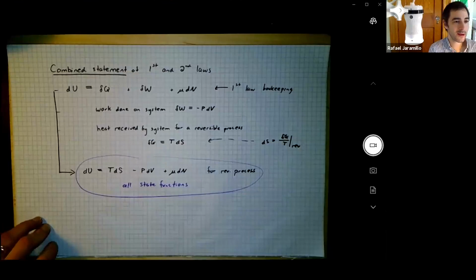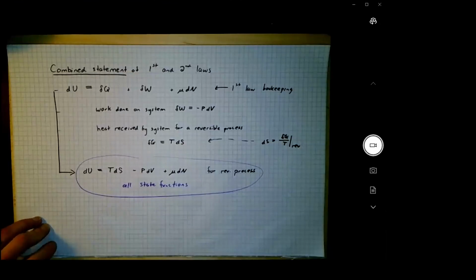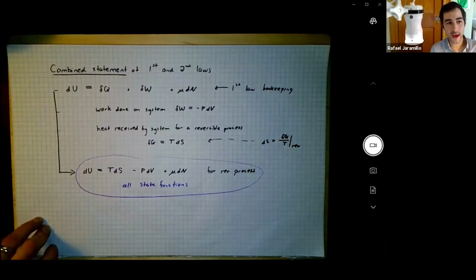I think my question was, since we learned that state variables could only depend on other state variables, it seems like dU is dependent on dQ, which is not a state variable. Right. Thank you. That is confusing.